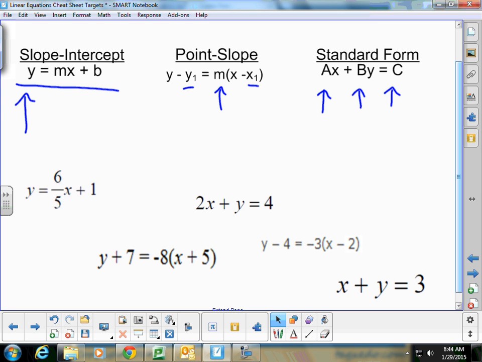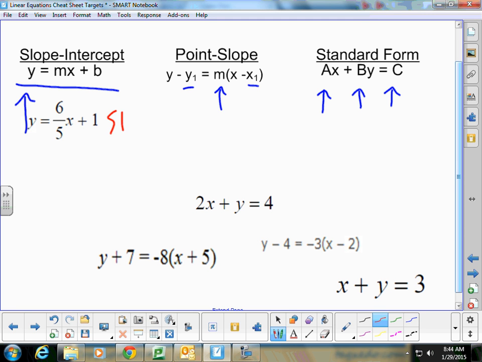y equals 6/5 x plus 1. That matches that form. Slope intercept. 2x, x and y are on the same side. The single's on the right. That's standard.